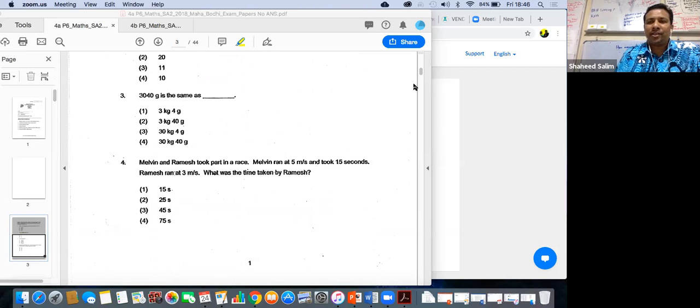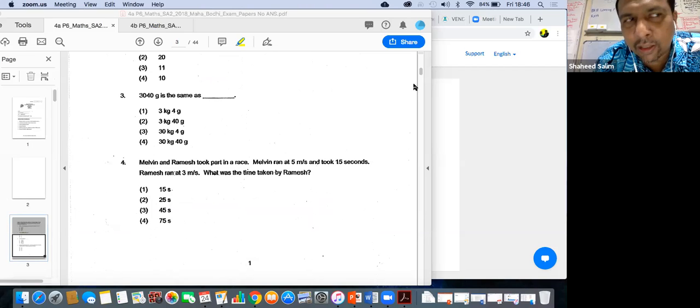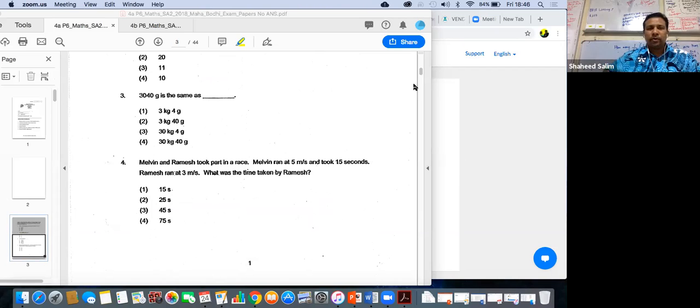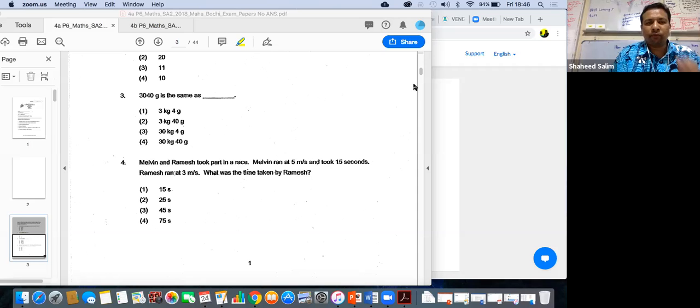Now, what is kg? Raihana, K stands for what? K in the kg. Kilo means what? Kilo means 1,000. Not 100, 1,000. Your answer is 2, is it? Shafika says 2. Then you try number 4.